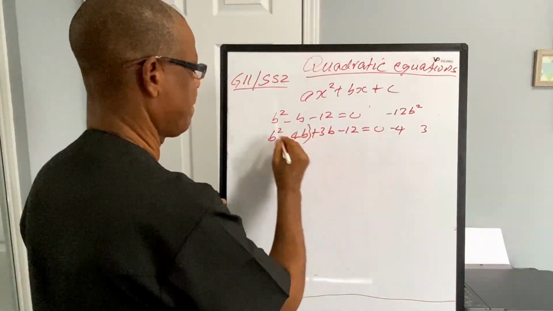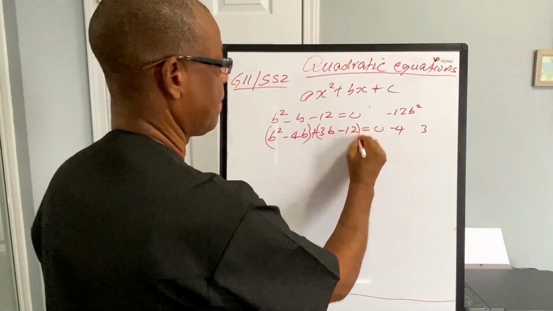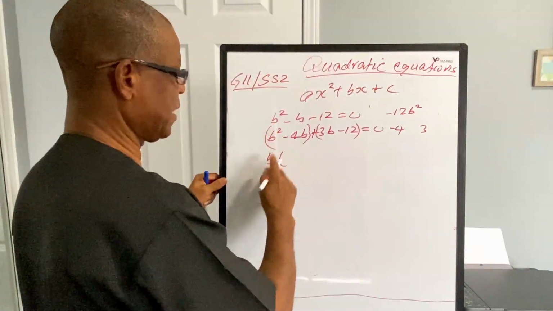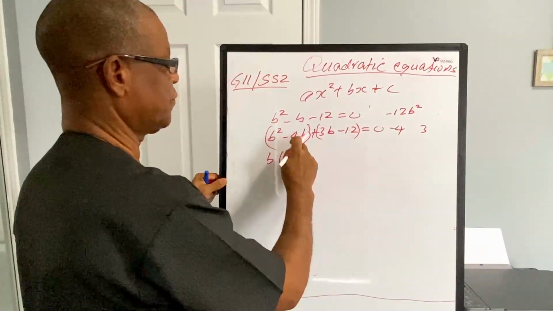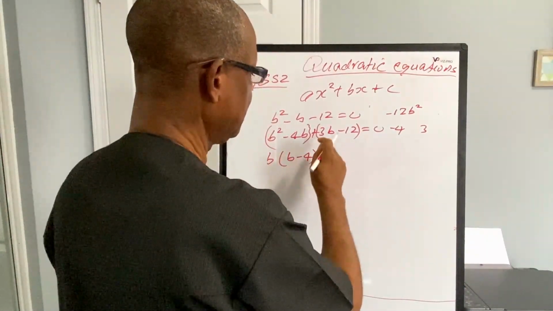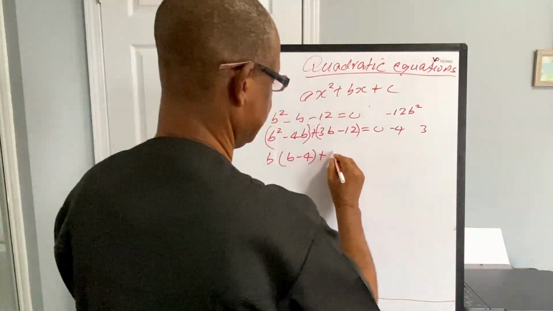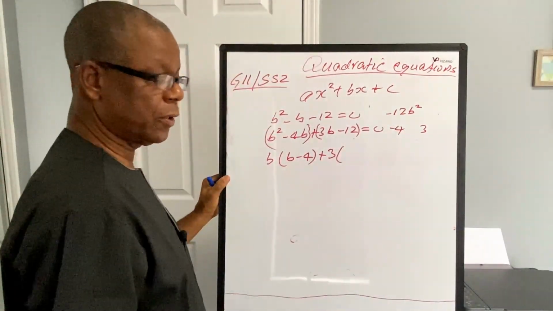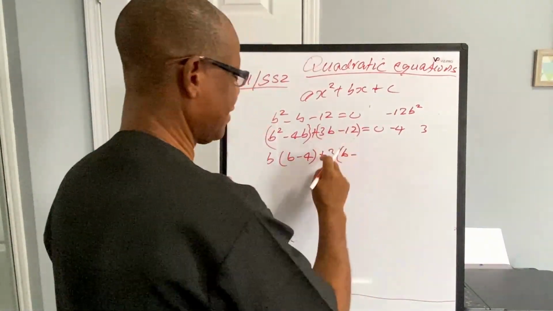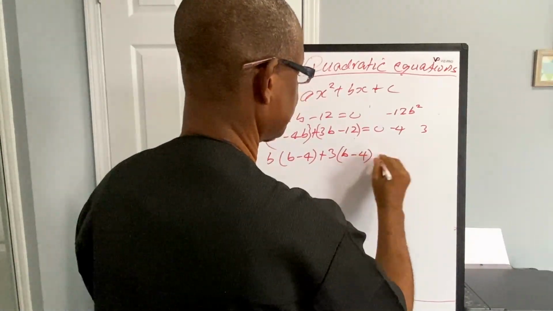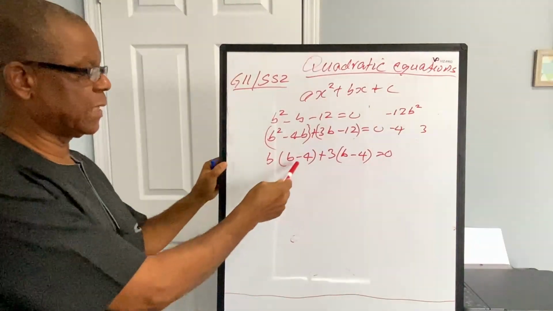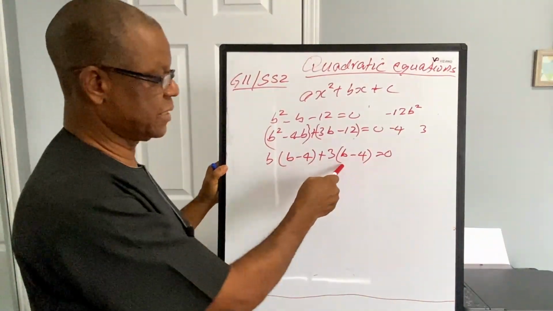We now group. What is common here is b. b squared divided by b will give us b. 4b divided by b will give us 4. And we have 3 is common here. We bring out the 3 as a common factor. 3b divided by 3 is b. 12 divided by 3 is 4 equals to 0. You can agree with me that what is in this bracket is exactly what is in this bracket.